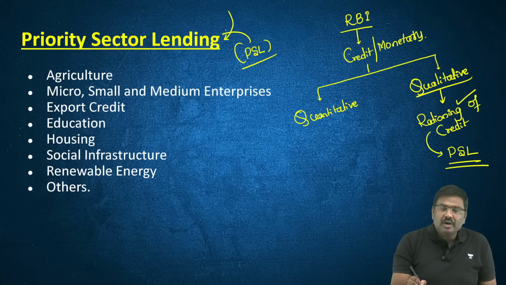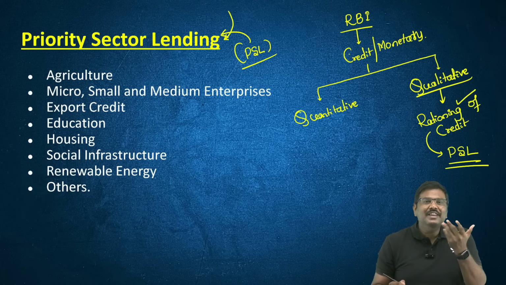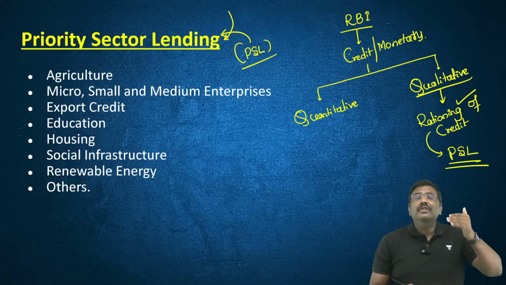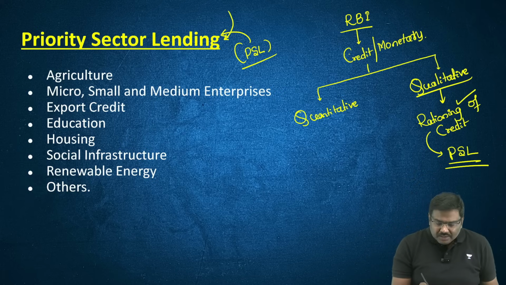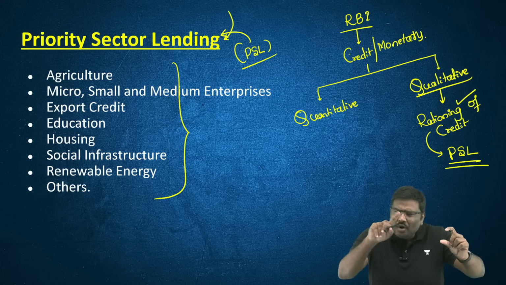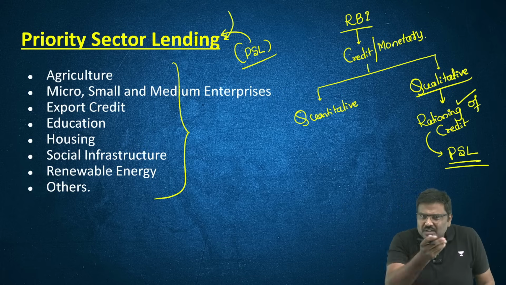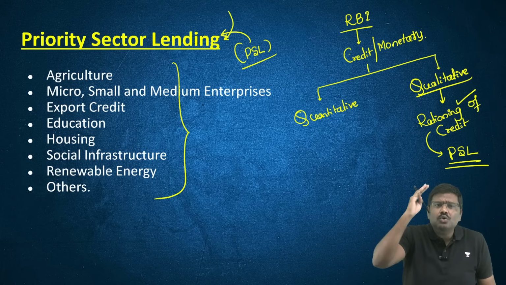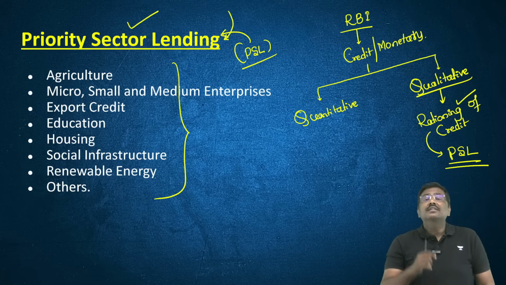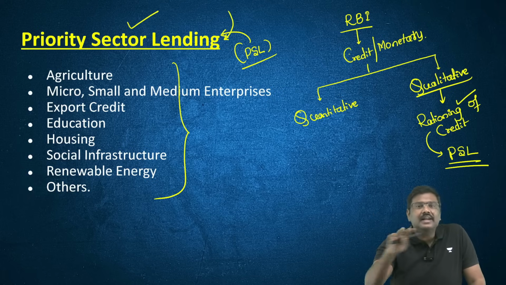PSL, priority sector lending. Now, what does the priority sector lending essentially mean? Reserve Bank of India has notified the following areas wherein the banks will have to ensure certain percentage of their loans will be given to these areas. Certain percentage of the credit issued has to go to these particular areas. That is essentially called as the rationing of credit using priority sector lending.